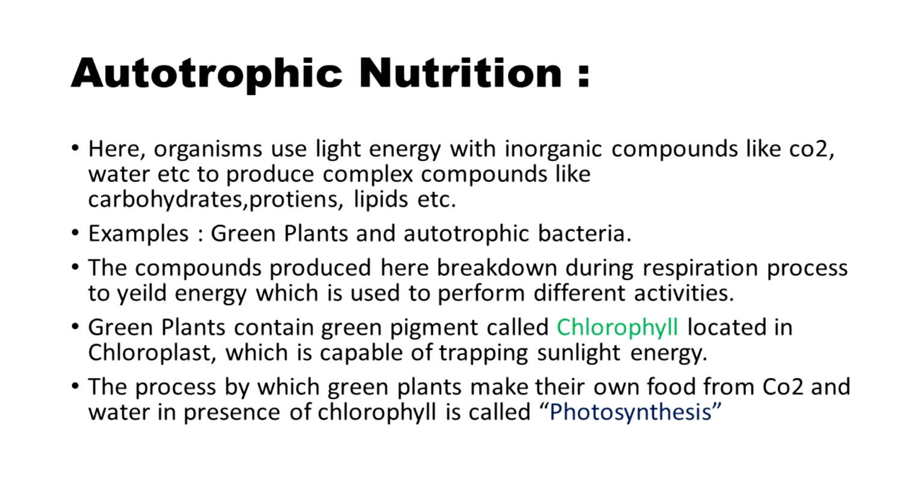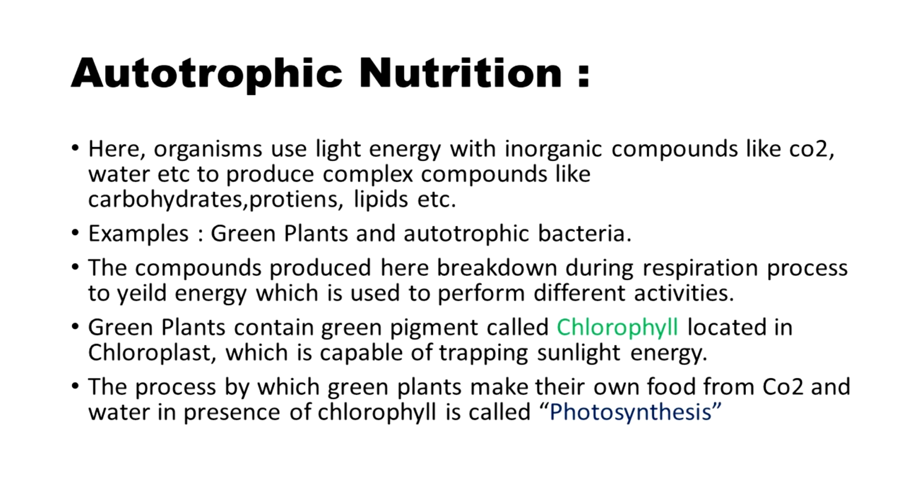Coming to autotrophic nutrition, the name itself implies that auto means self, meaning these organisms can prepare their own food material by using inorganic substances like carbon dioxide and water to produce complex compounds such as carbohydrates, for example glucose, proteins, and lipids. The compounds produced here are used during the respiration process to yield energy rich compounds such as ATP, which will be utilized to perform different types of activities.